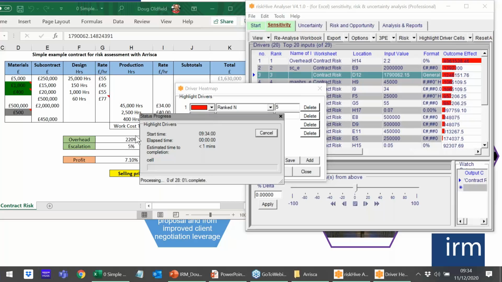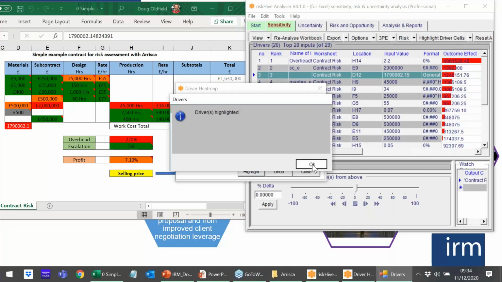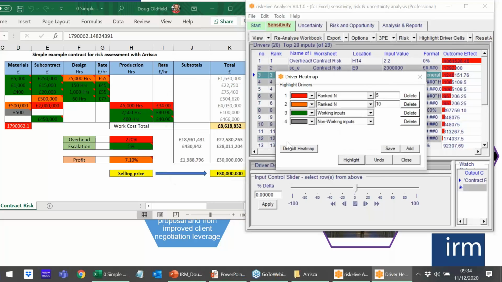So if I click on the highlight, I'm going to run the process, and now once it finishes, there we go, I now have some colours in my workbook. And I think this is a really useful technique, because the human eye likes colours and patterns much more than it likes looking at raw numbers in an Excel worksheet.